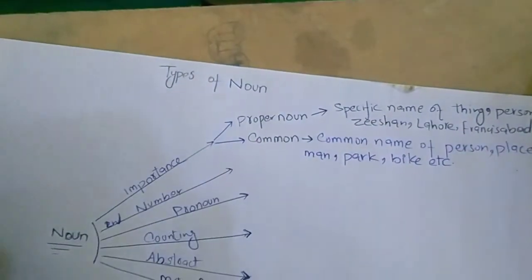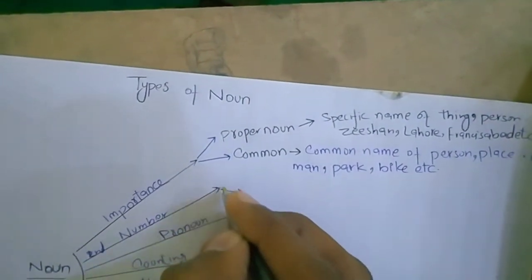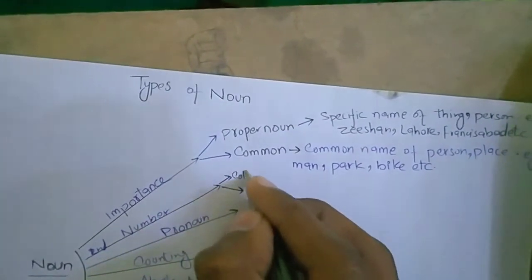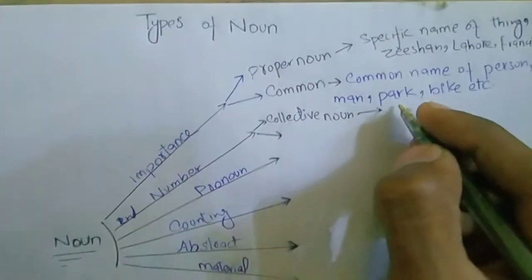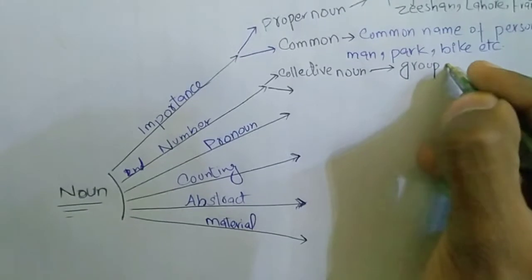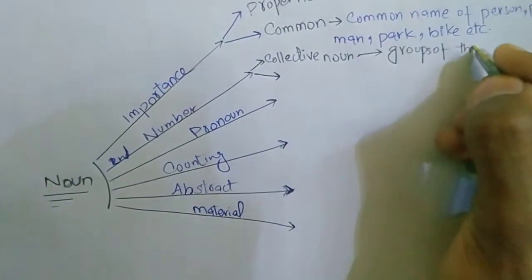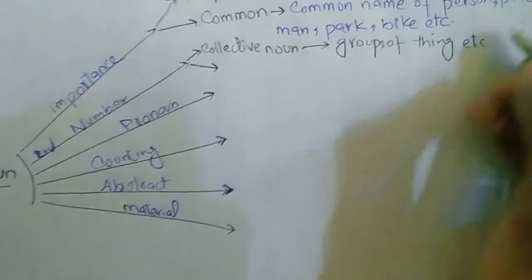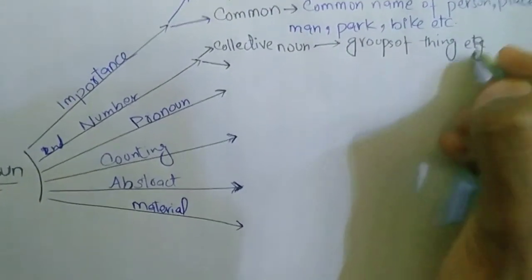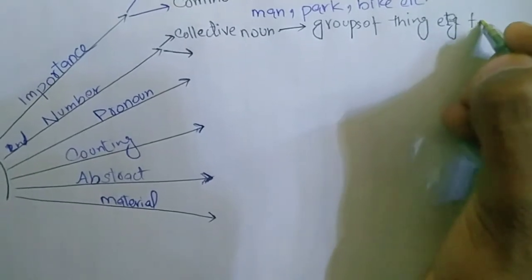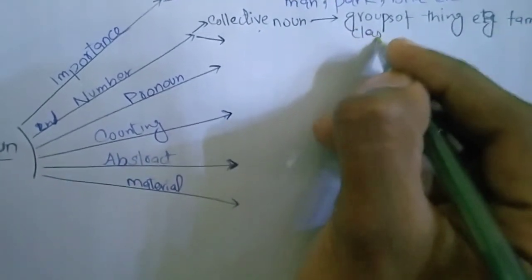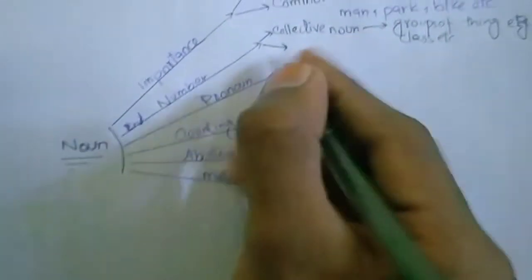Noun of numbers, which is divided into two portions, that are collective noun, and in collective noun we will say groups of things, etc. Or in example we will say that family, class, etc. Then single noun.